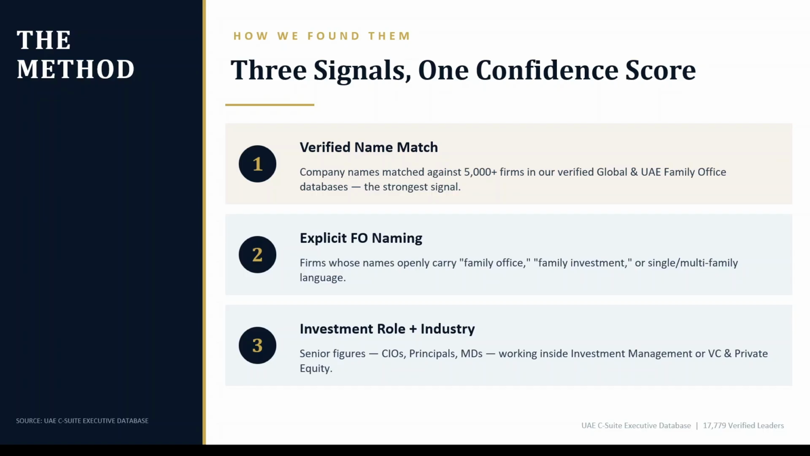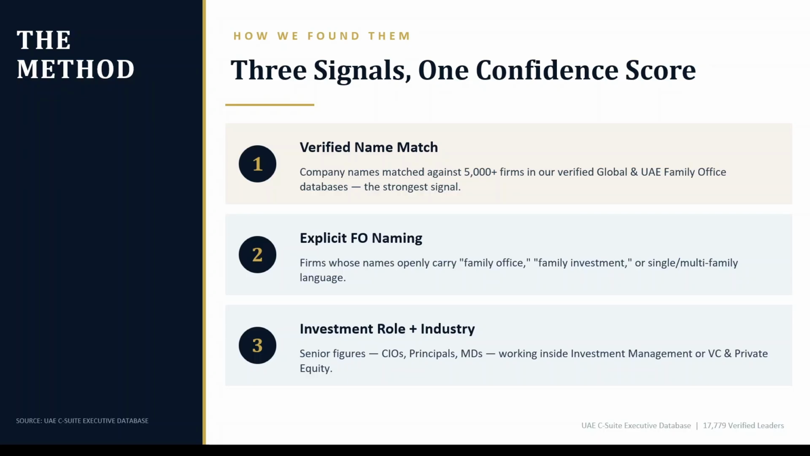So the method, how we found them: three signals, one confidence score, and again, you're going to see this on the Excel spreadsheet coming up. One, verified name match. Company names were matched across 5,000 firms in the global and UAE family office databases, and that was the strongest signal.